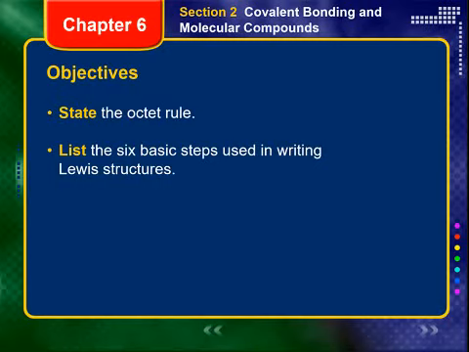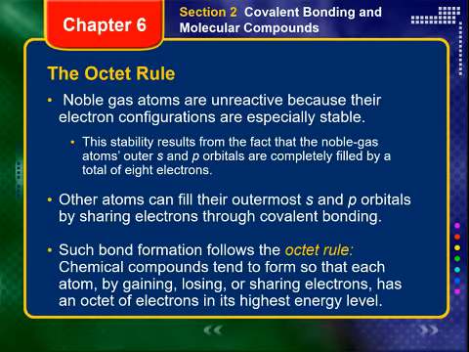Section 2. At the end of this video, I hope that you can state the octet rule and list the 6 basic steps used in writing Lewis structures.